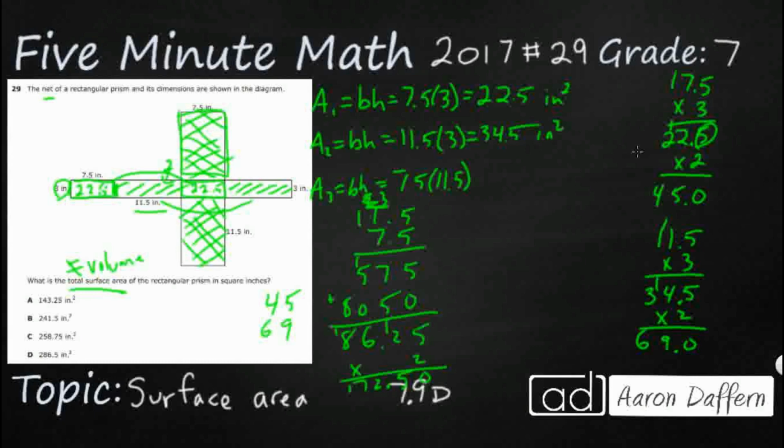172.50, 72.5. And let's just bring that down. 5, 11, 16. It's 18. 286.5, D.